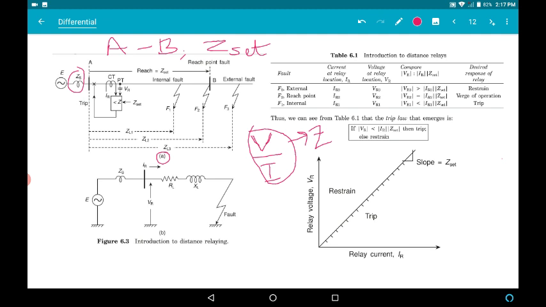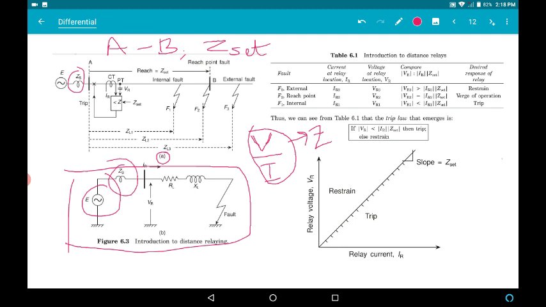So how it works, you can have a look at this simple circuit diagram in the RX domain. I have drawn the equivalent circuit. This is the voltage source impedance. The relay voltage is at this point VR, and the line is seen as an RX line, R and X. And then there is a fault. Now let us say that there is a fault at point F3, which is nothing but an external fault. Why? Because we want to protect only between point A and point B. So we can say that F3 is an external fault.